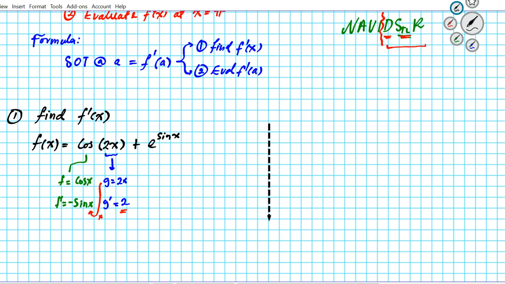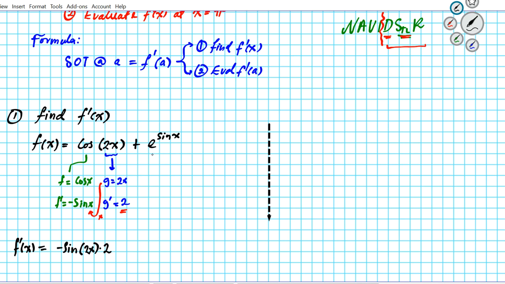Okay, all right, so f prime of x, the derivative of cosine 2x, is negative sine x. So instead of putting x there, we're going to put in the inner function. Negative sine x evaluated at the inner, times the derivative of the inner function, which is 2. Okay, so this is the derivative of cosine 2x.